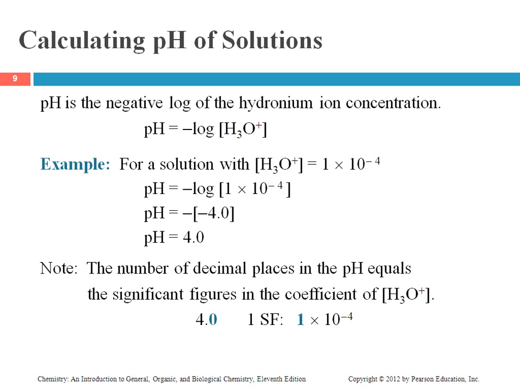So if we have a solution that has a hydronium concentration of 1 times 10 to the negative 4, all we do is take the negative log of 1 times 10 to the negative 4, and that gives us a pH of 4. Some of you have different calculators. You may need help with this.